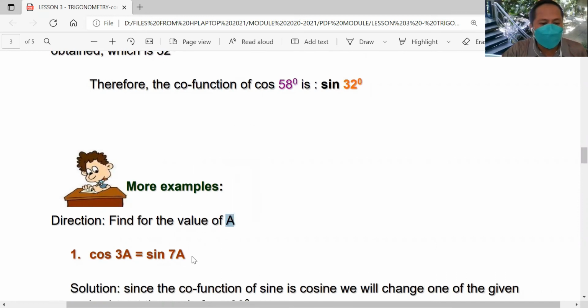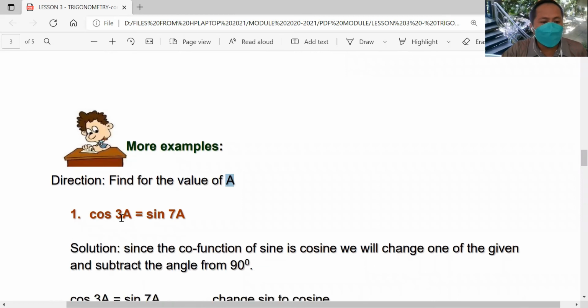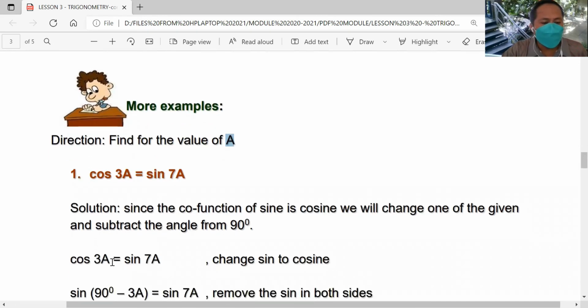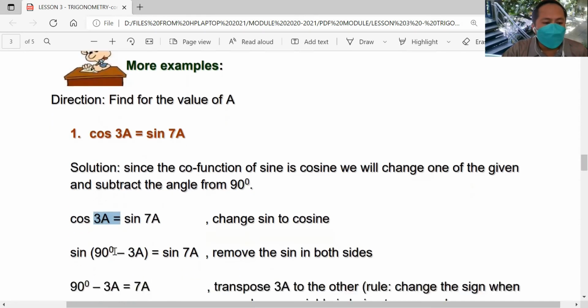So we're going to find the value using the cofunction formula. We have here cosine 3a is equal to sine 7a. Since the cofunction of sine is cosine, we will change one of the given and subtract the angle from 90 degrees. The given angle is 3a, so we have 90 degrees minus 3a is equal to 7a.